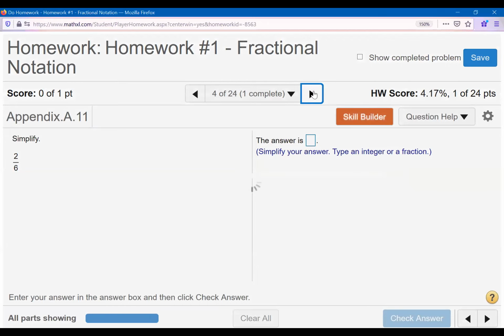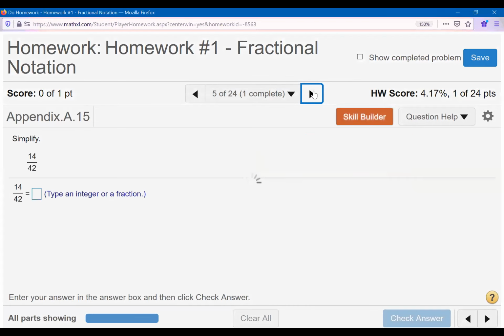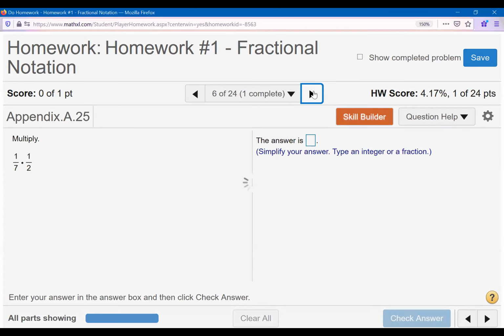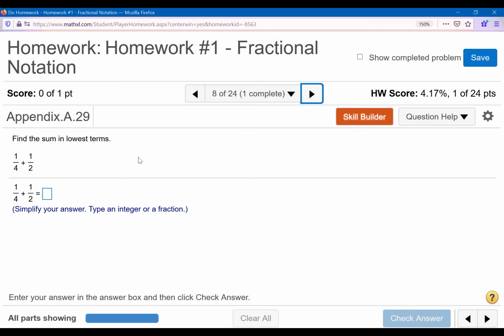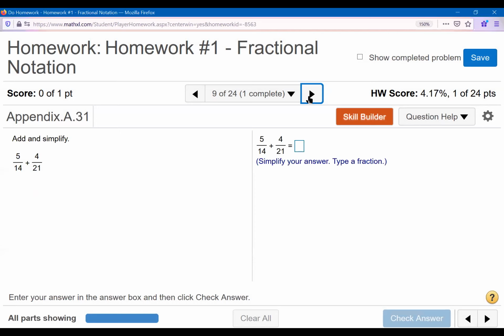We have a bunch more simplifying problems that I'm going to skip through. Okay, then we get to some multiplying. Then we add. Remember, when you add, you need a common denominator. Okay, here's a slightly harder adding problem. Number 9, 5 over 14 plus 4 over 21. It's a little bit challenging sometimes to find a common denominator.